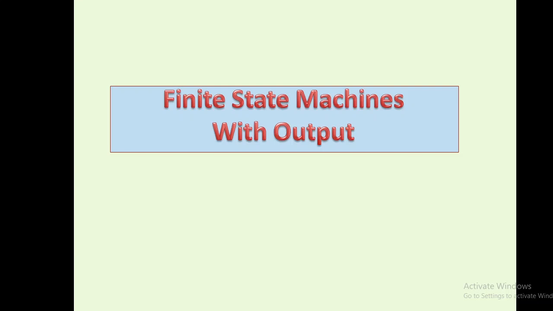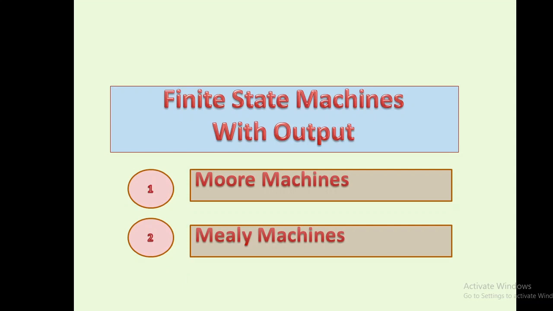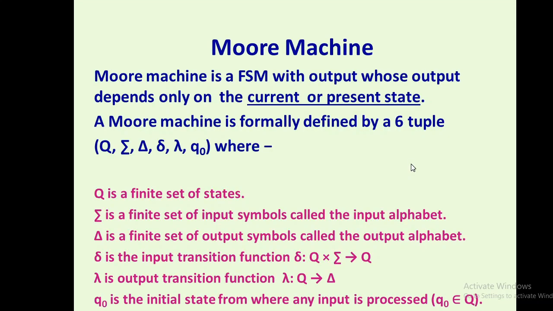Hello everyone, in this video we will learn finite state machines with output. There are two types of finite state machines with output, Moore machines and Mealy machines. Moore and Mealy are the names of the persons who introduced us to the concept of finite state machines with output. Let us first start with a Moore machine.